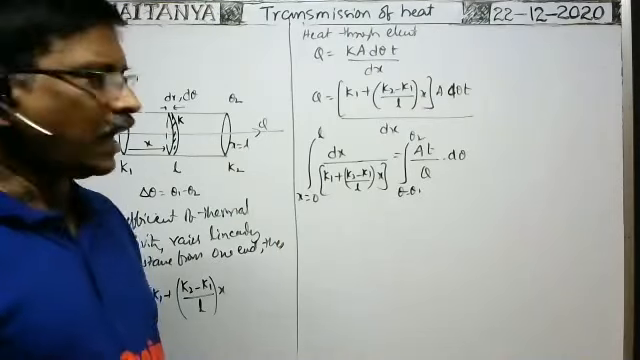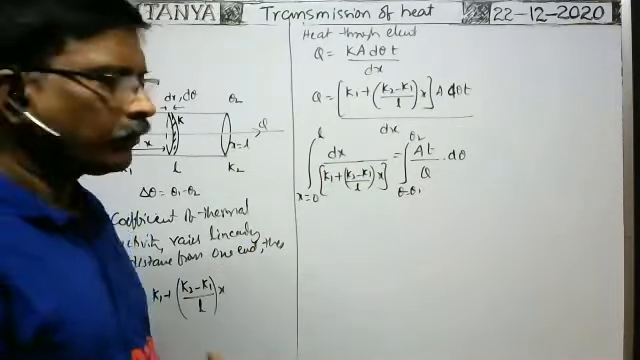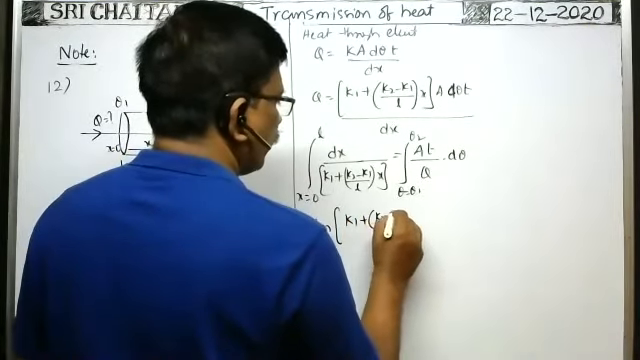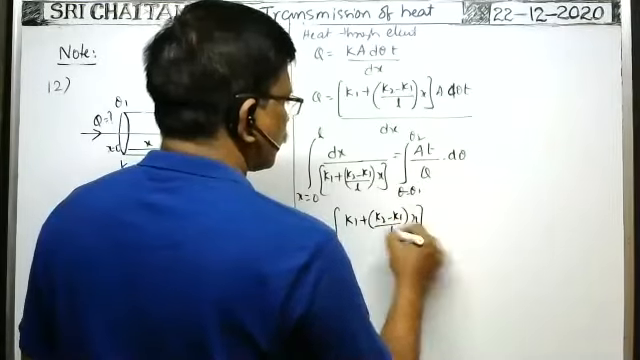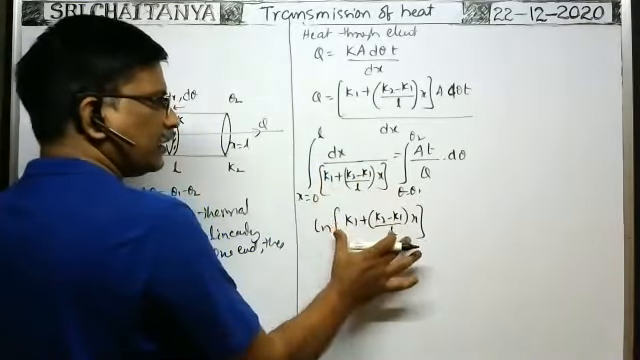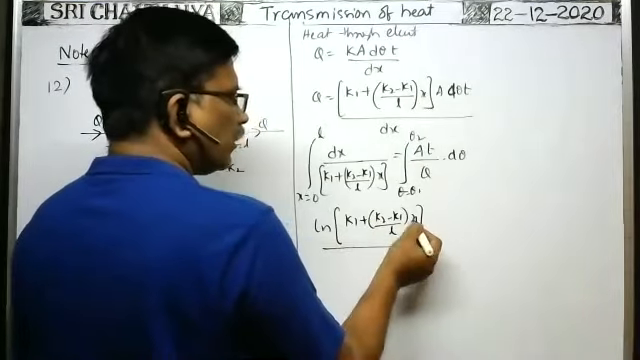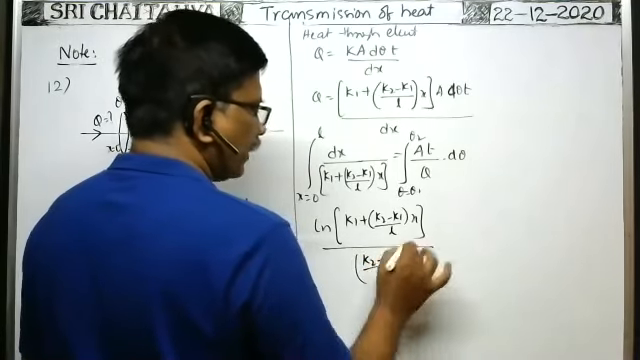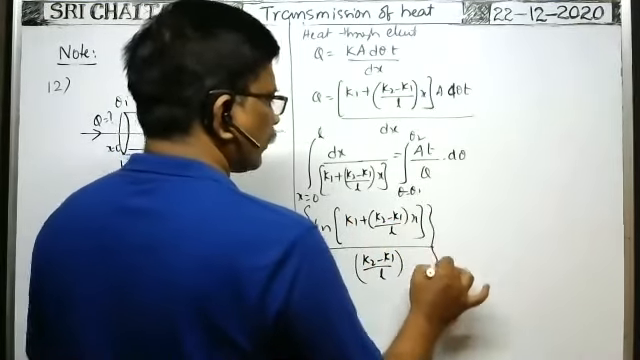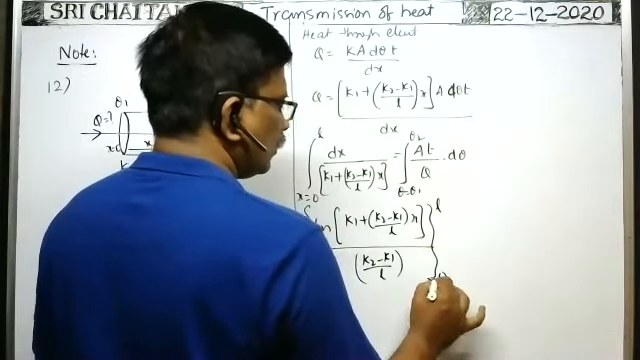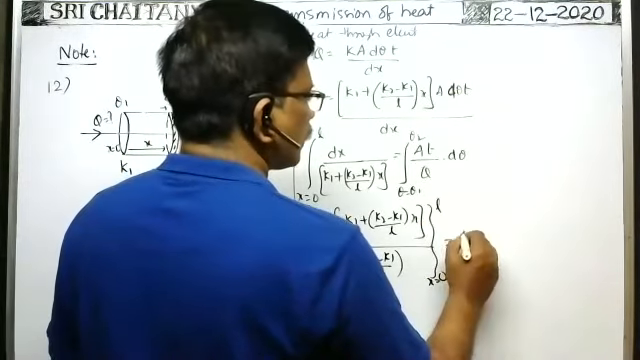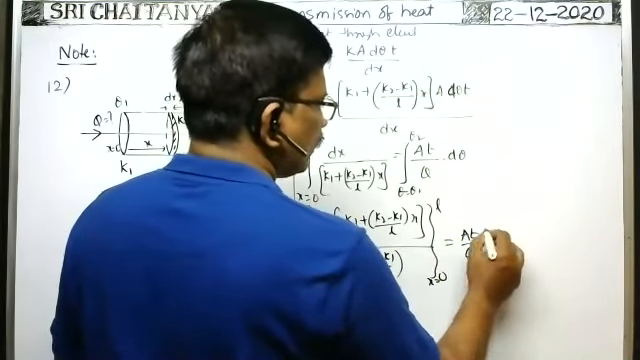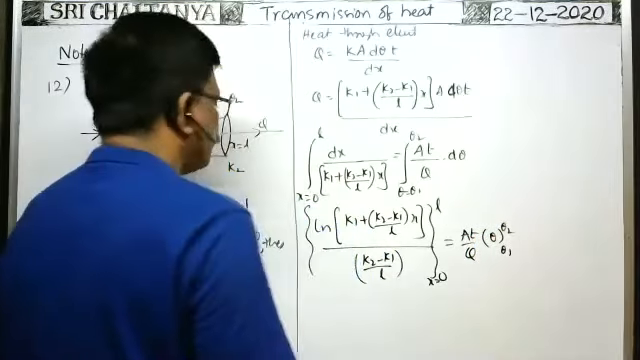It is ln of this value, no? So ln of K1 plus (K2 minus K1) by L into x. Whatever the denominator here, we have to write again in the denominator the coefficient of x, so (K2 minus K1) by L, which is the coefficient of x. Now the limits: x is equal to 0 to L. That is equal to A t by Q, which is constant, keep outside. Integral d theta means theta, with limits theta 1 to theta 2.